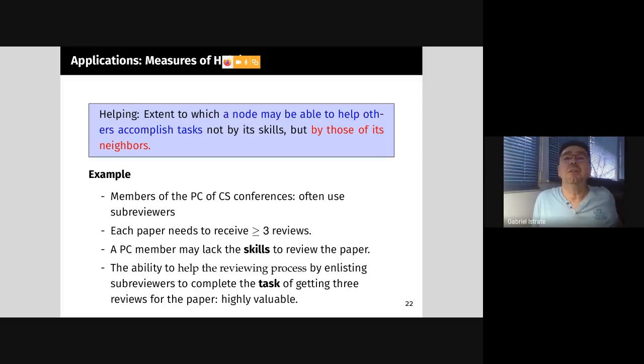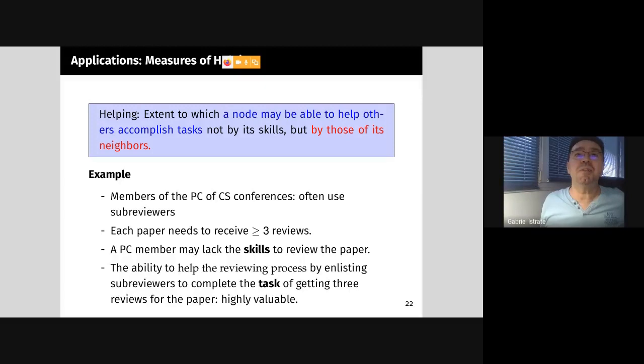of helping centrality. Let me give you one example, which is all too familiar to people that have been serving on the program committees of conferences. If you're on a program committee, you need to get each paper to receive, say, at least 3 reviews. You get tons of papers, and you may be able to use sub-reviewers. So you may lack the skill to review a paper. However, you're very valuable to the program committee if you have enough friends that have the skill to review the paper. So you're not necessarily helpful because you know how to read all the papers, but you're well connected enough to people that have the necessary skills.